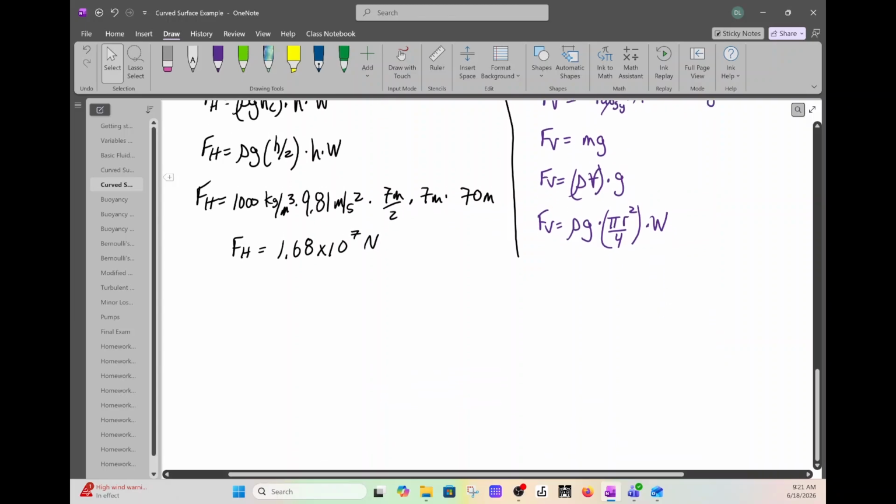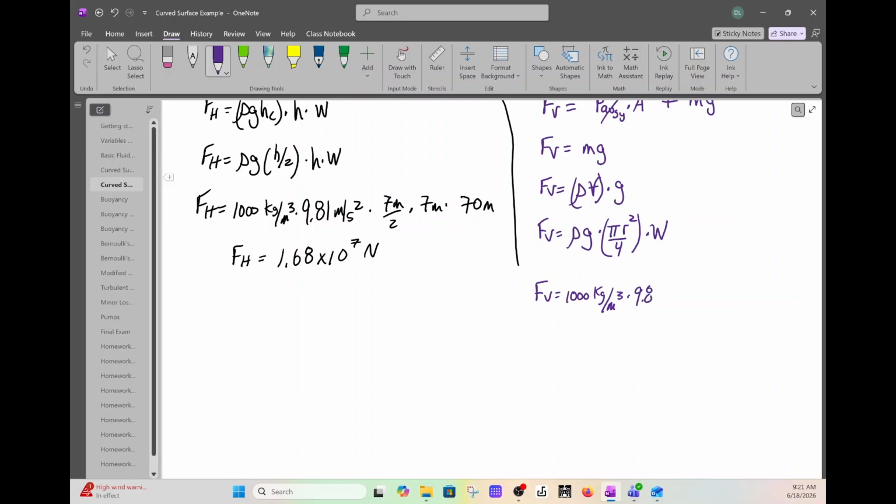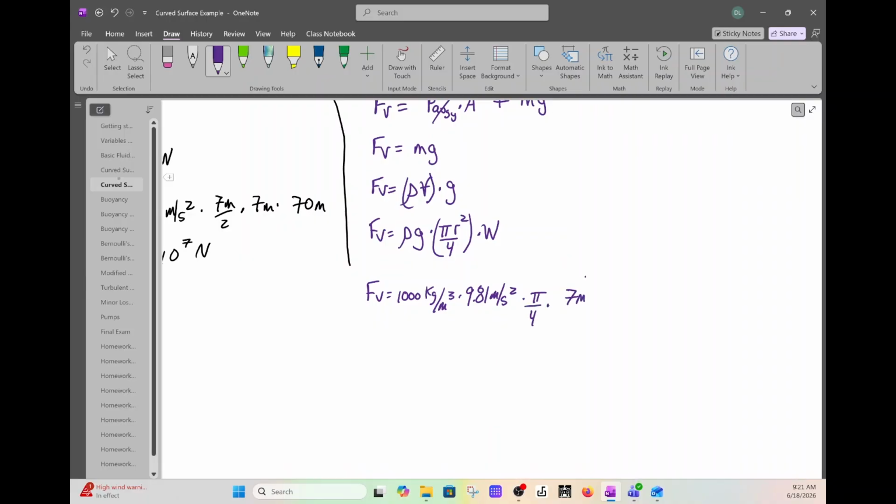All right, so now we can plug this in. 1,000 kilograms per meter cubed times 9.81 meters per second squared times pi over 4 times the radius, which is 7 meters squared, times 70 meters. And I'm going to make sure I didn't miss anything. 1,000, 9.81, 70, pi. Yep. So F_v, the vertical, is 2.64 times 10 to the 7 newtons.